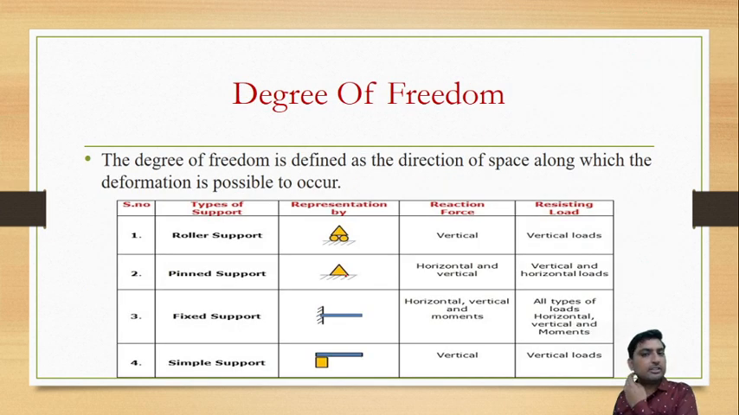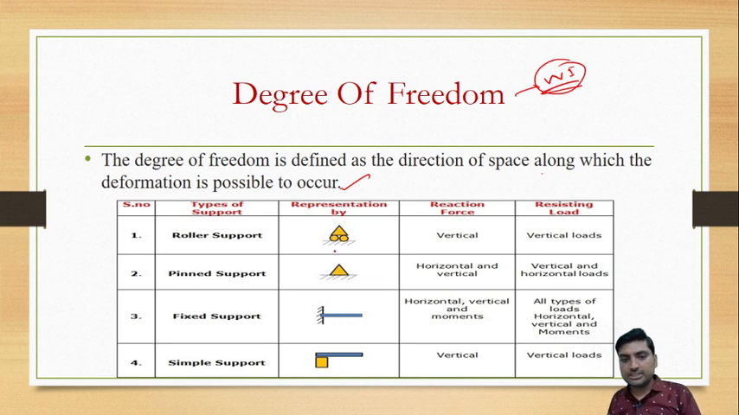Now coming to degree of freedom, this is very important to understand. Degree of freedom is defined as the direction of a space along which the deformation is possible to occur. So I will tell you with an example. Suppose a fixed support is there. First I am going for this fixed support. So how many types of displacement can occur at this point? Horizontal displacement, vertical displacement as well as moment.